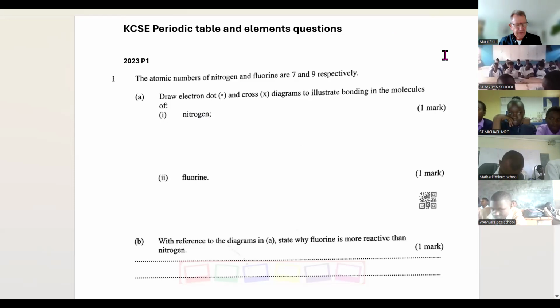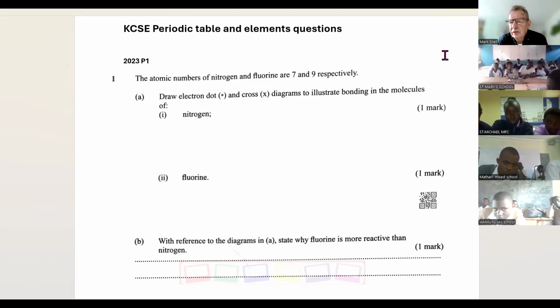So I'm going to give you a few minutes now just to have a look at them while I get a glass of water. And I want you to try and think, can I draw nitrogen, which goes around as N2, and fluorine, which goes around as F2, and then say why fluorine is more reactive than nitrogen. Just see if you can do that while I get a glass of water.